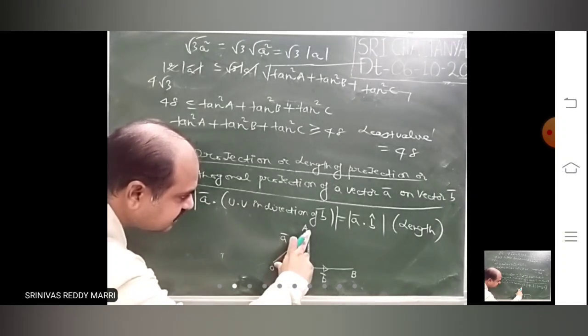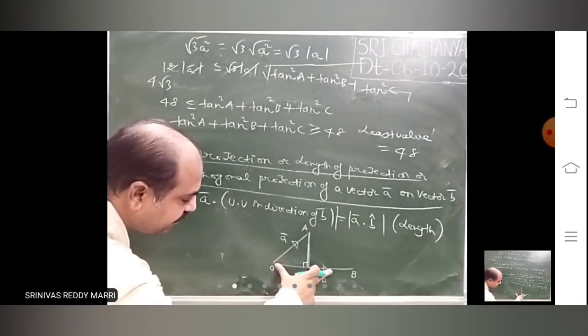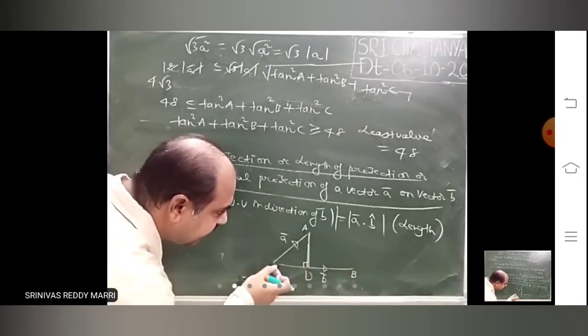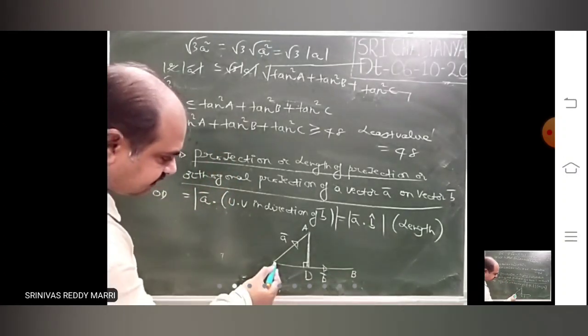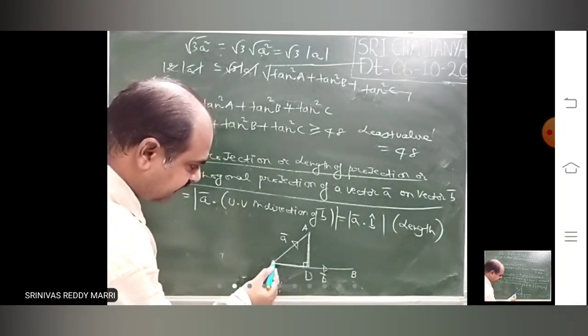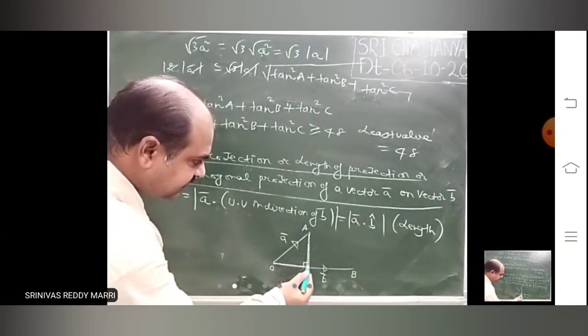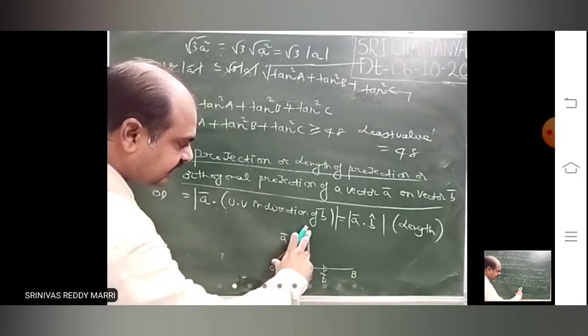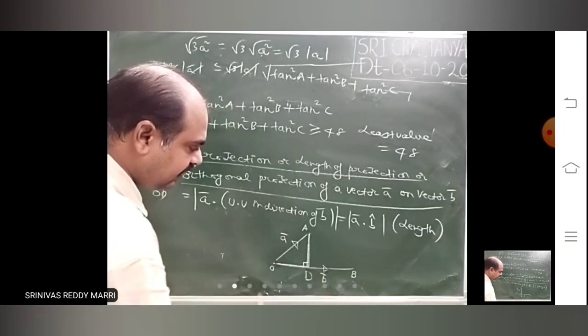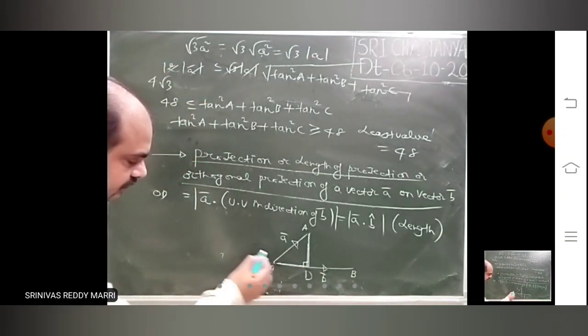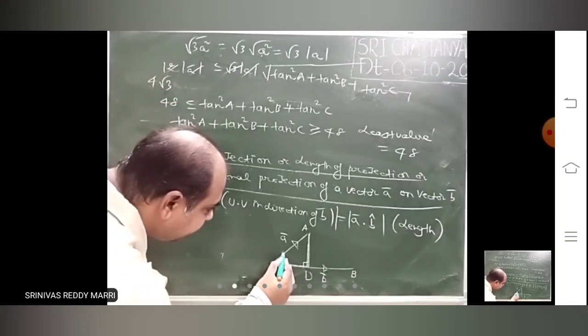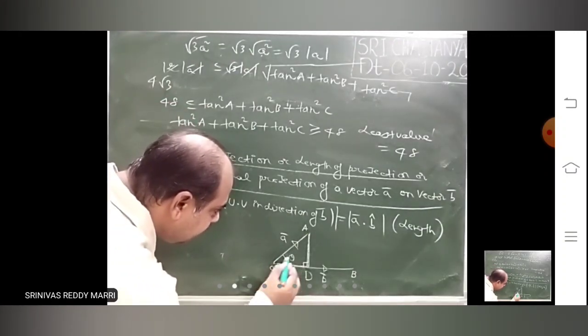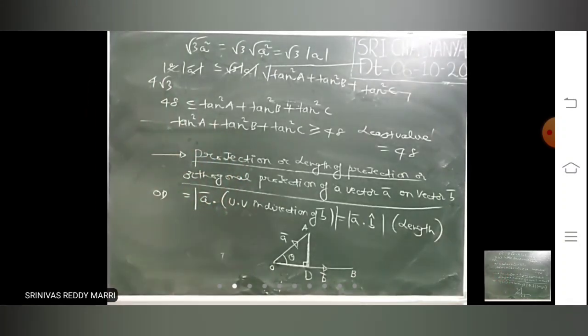Projection of this vector on vector b bar: this OD length is called the projection. That means from the initial point to where that perpendicular meets b bar, this OD length is called this vector's projection on this vector. Look at how you will get it. Let us say the angle between a bar and b bar is theta.